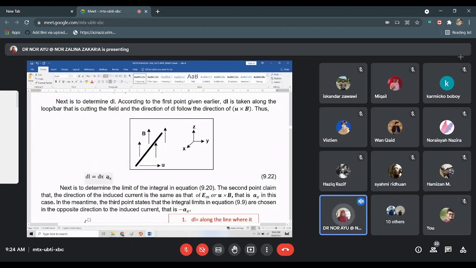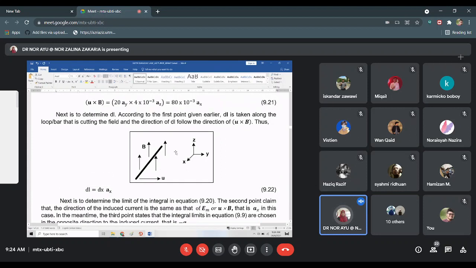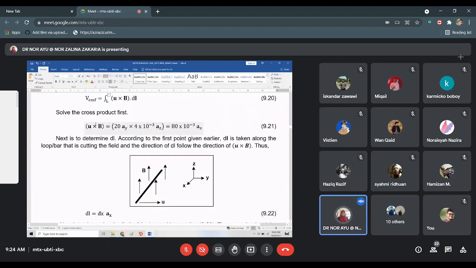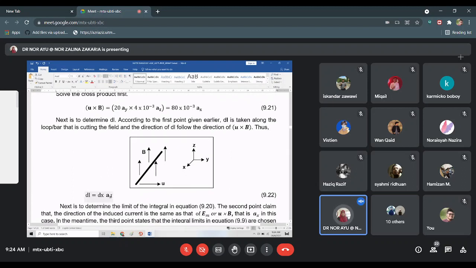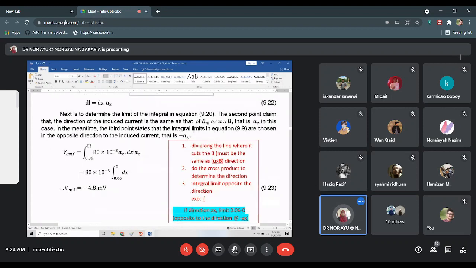So DX, kita tak tahu dia positive DX ataupun negative DX. So to know what is the direction of this line, you need to look back into your cross product. So your cross product is positive AX. So your line should be positive AX. Alright? Okay, so you have that. So substitute inside your equation just now. So you have this cross product punya value dot. Okay, ni dot ni jangan tinggal. So dot dengan DL. Okay, so the equation is U cross B dot DL.